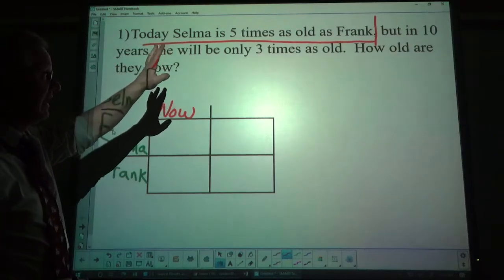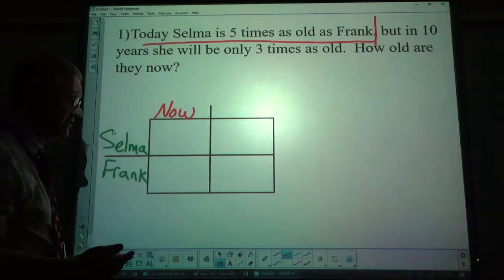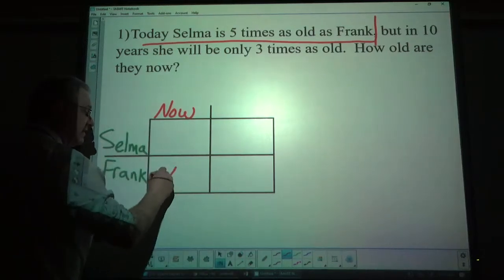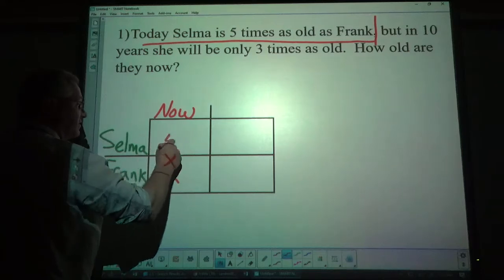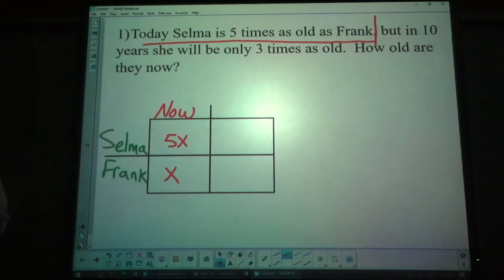Selma is 5 times as old as Frank. Frank's not talked about. So Frank is the unknown. Selma is 5 times what Frank's age is. So if Frank is 2 years old, Selma is 10 years old, that type of thing.